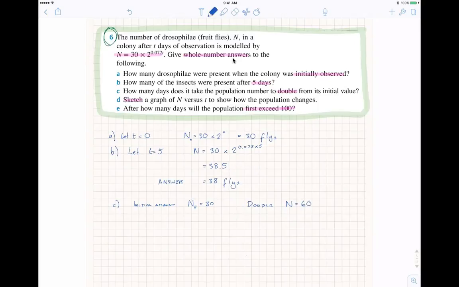So we put our N equals 60 into our formula, so that we have 60 equals 30 times 2 to the power of 0.072 t. And we can use solve to find that answer. If you round up to a whole number, the answer should be t equals 14 days.